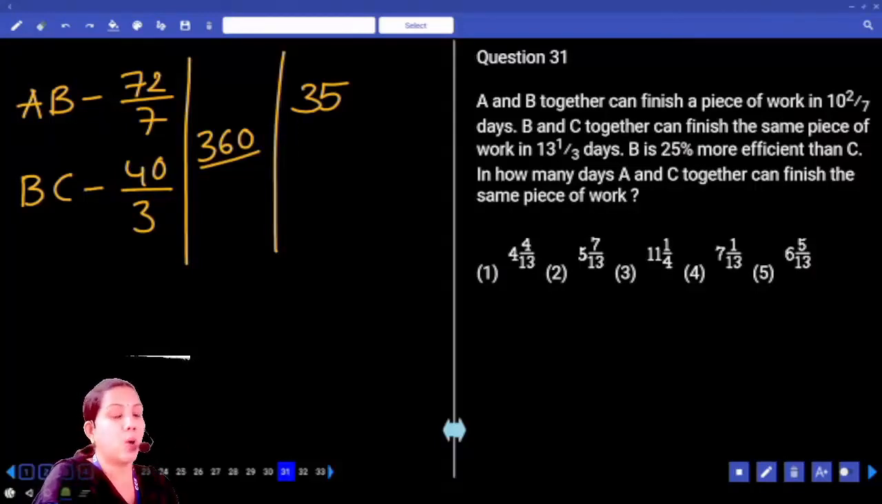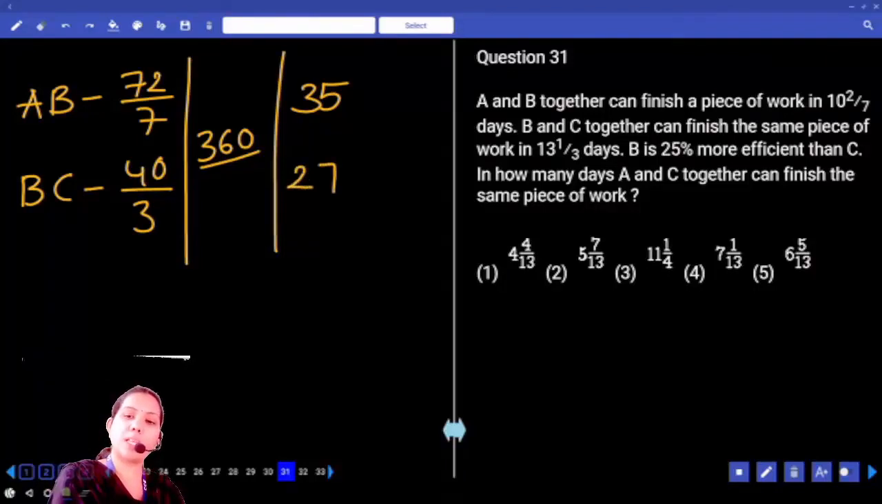Okay. And next, what is BC efficiency? 360 divided by 40/3. 360 by 40, 9 threes are 27. What is 35? Efficiency of AB. And what is 27? Efficiency of BC.